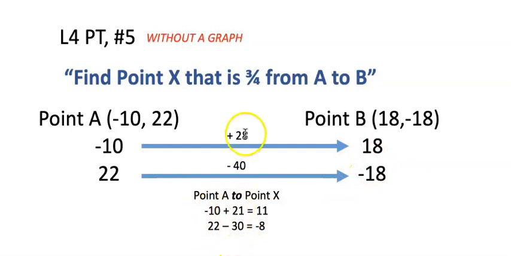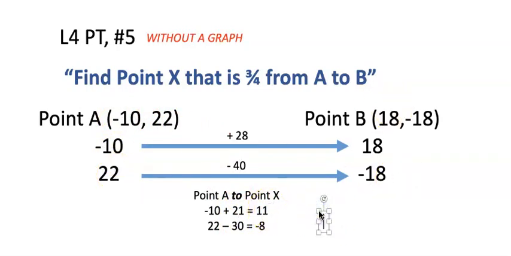So find the distances individually: x distance, y distance. Scale the distances by whatever fraction they give you. That means just multiply. And then apply those distances starting at A. So from A to point X is the scaled distances from point A to point B. Okay, so there we go.